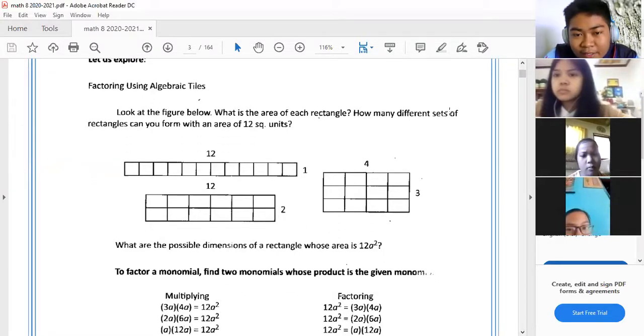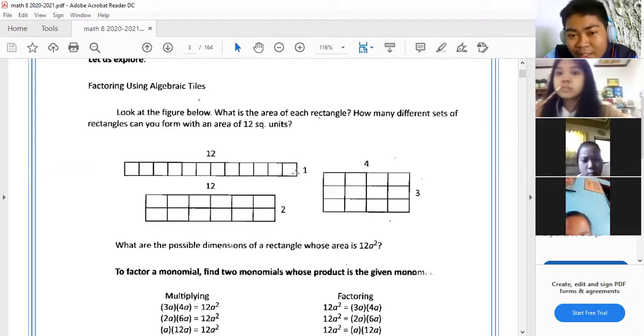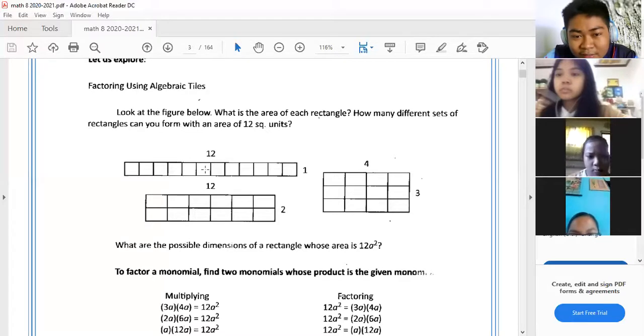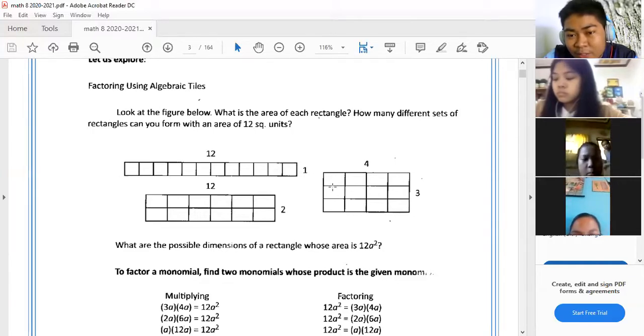So we have here, this is the first, second, this is only one pala, I should say. So one square unit, ayun pala unit, I should say. So 12 square units, so 1, 2, 3, 4, 5, 6, 7, 8, 9, 10, 11, 12. Ayan, tama. And this is 4 by 3. So 1, 2, 3, 4. That is the square unit of this.